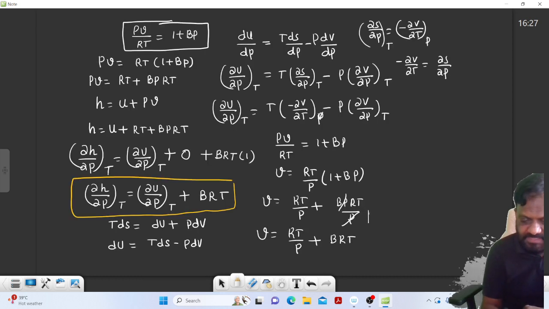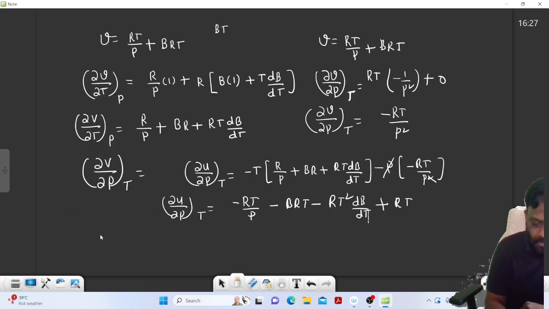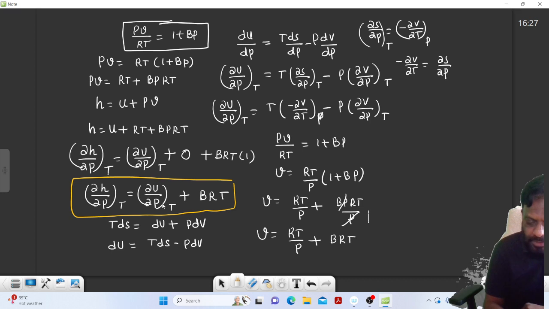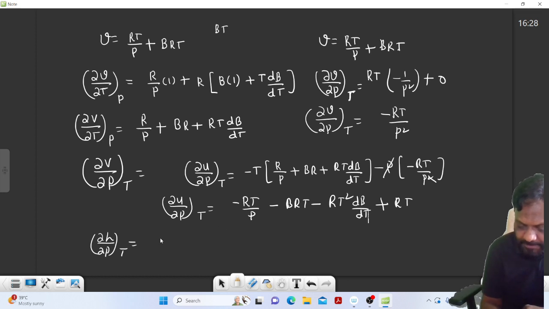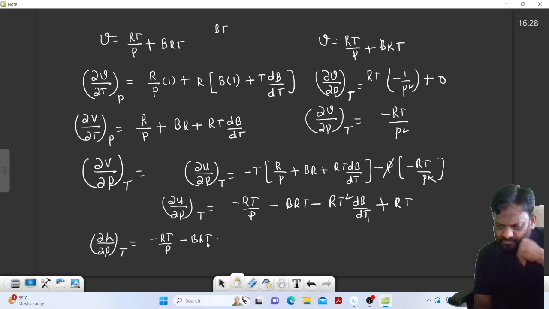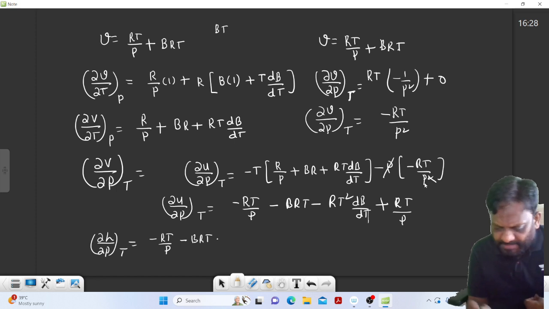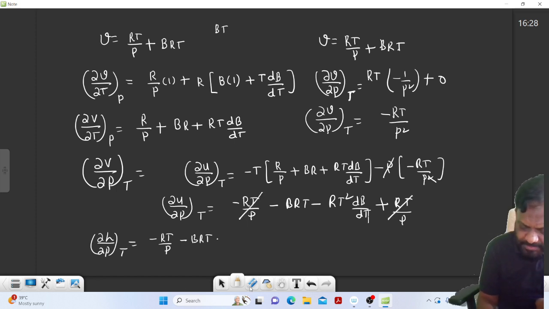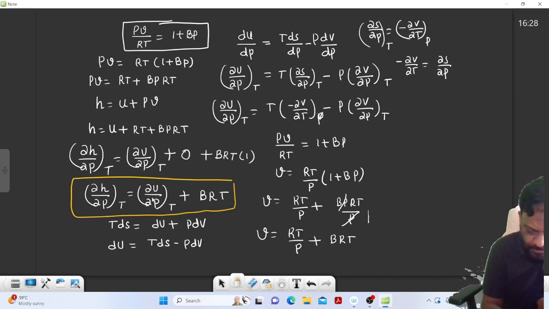Now put this value in this. Look here, I want ∂H/∂P at T. ∂H/∂P at T is equal to ∂U/∂P at T plus BRT. ∂U/∂P at T is minus RT by P minus BRT. Somewhere we have missed one. Minus RT by P plus BR, so this is plus RT by P. There is P here, I think this is gone. So therefore, let me remove this. This is gone. So we are left with ∂H/∂P is ∂U/∂P.